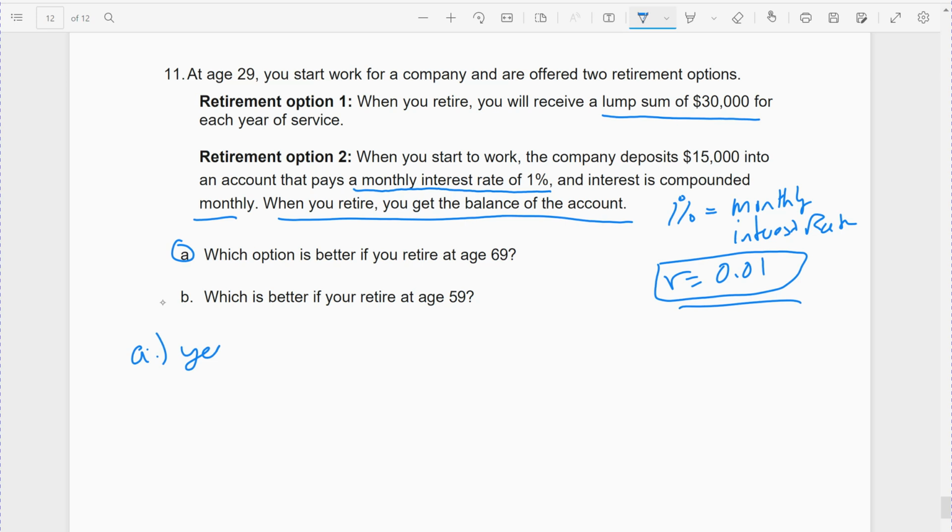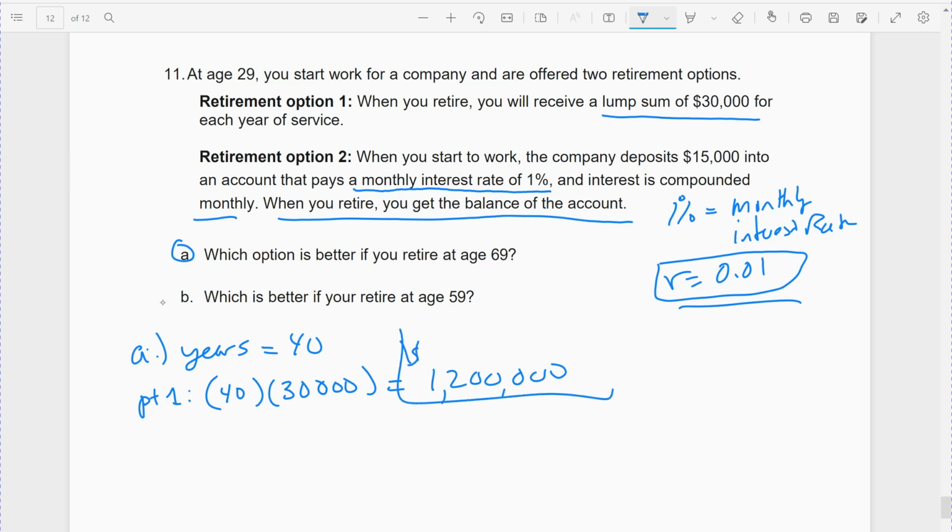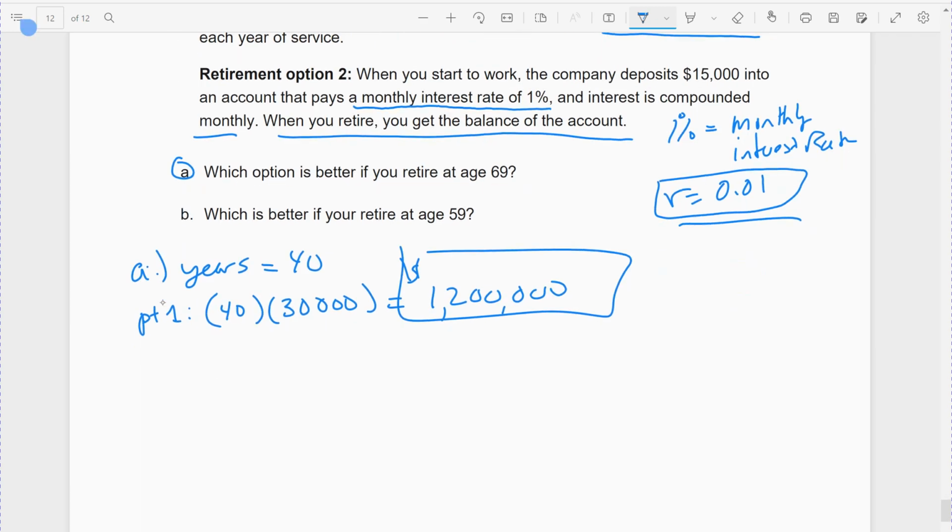So the years you're going to work are 40. Right? 40 years you're going to work, which means option 1 would give you 40 times the 30,000. So every year for 40 years you get 30,000. And so when you retire, you have $1,200,000 in your retirement plan, which is not a bad chunk of change. Alright, well, let's see what option 2 would give me.